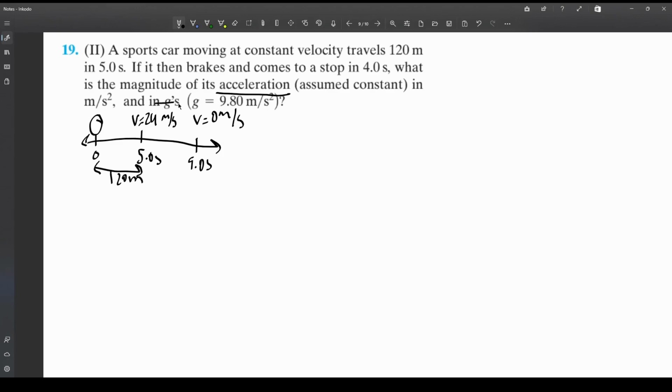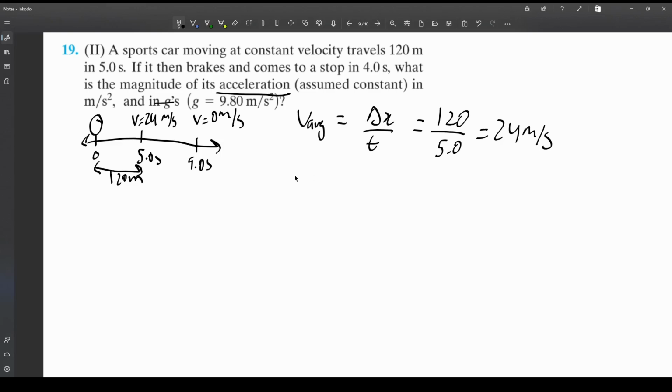And in G's. So what we can do is we know that V average is equal to delta x over t, which is equal to, in this case, because we know that over 5 seconds it traveled 120 meters, 120 over 5.0, which is equal to 24 meters per second. With that value, we can find the magnitude of its deceleration where it comes to a stop. When it comes to a stop, that means that the velocity is 0.